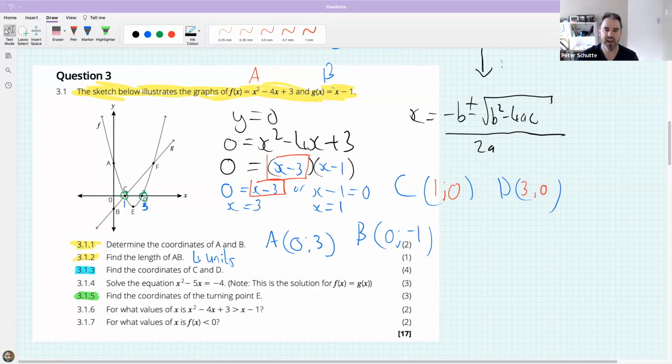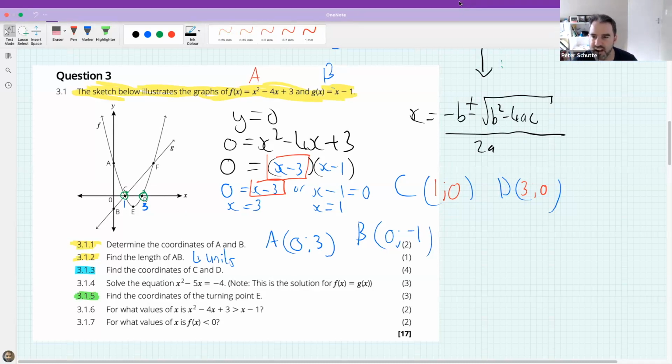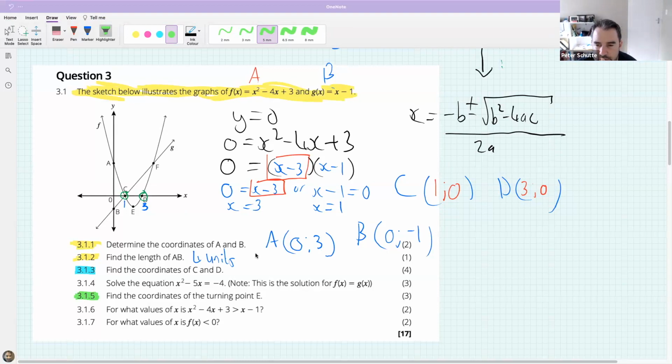That's fine. Okay, everyone else, let's try and do 3.1.5. And we're pretty close to finishing off for today. So let's see. What is special about E? What did we do earlier in the lesson that can help us?